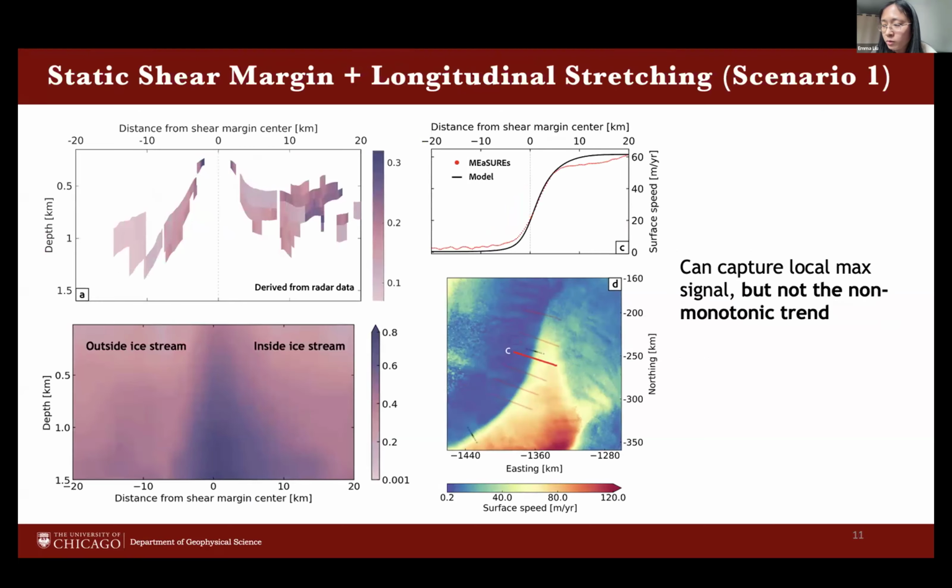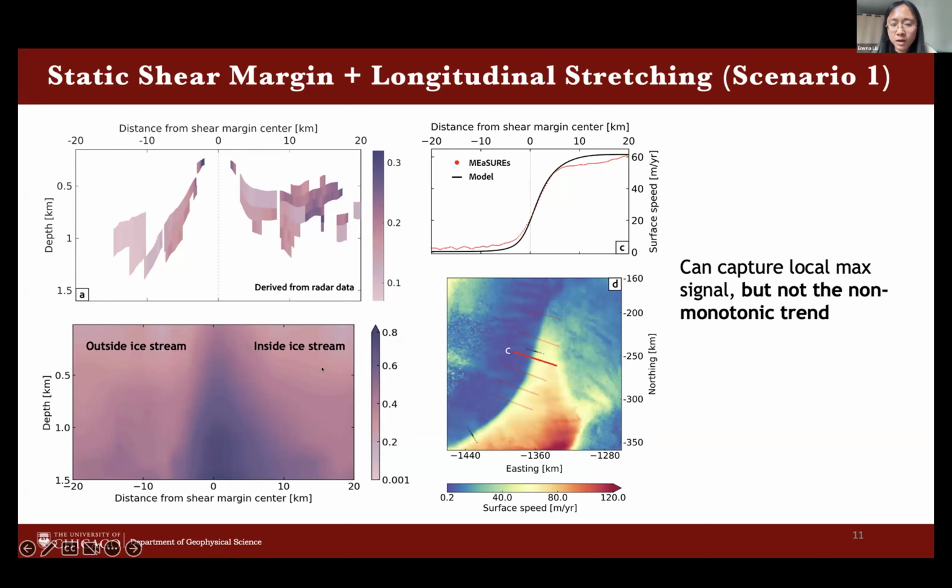In the first scenario, we assume the shear margin has always been at its current day location, which is x equals 0 here. And this transect C is here, as you can see on the surface speed map. So this transect still sits in the accelerating part of the ice stream. In addition to the lateral shear, this part of ice also experiences longitudinal stretching. But since our model is 2D and can't really resolve the along-flow velocity gradients, we prescribe a longitudinal strain rate based on surface velocity data.